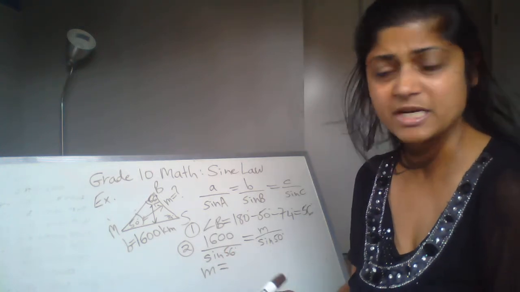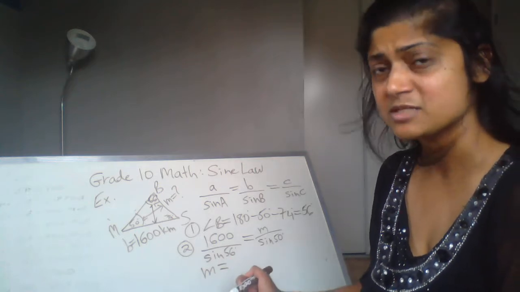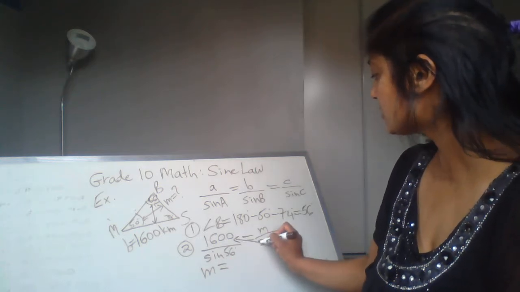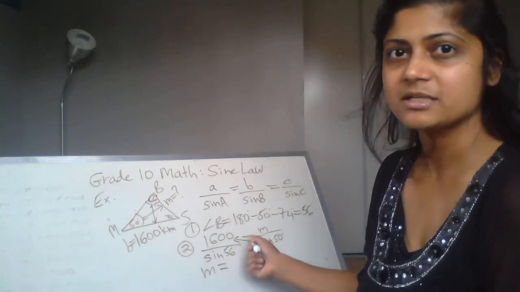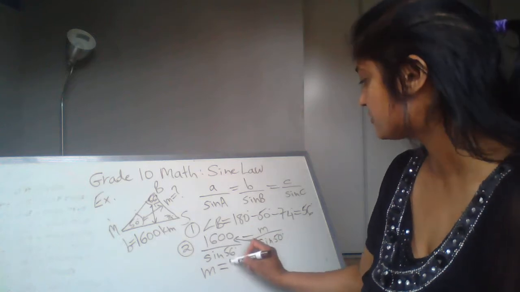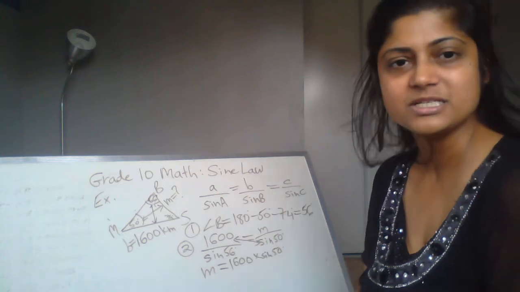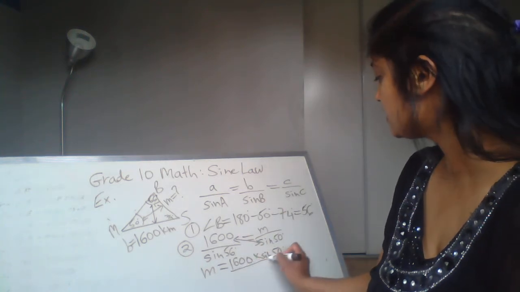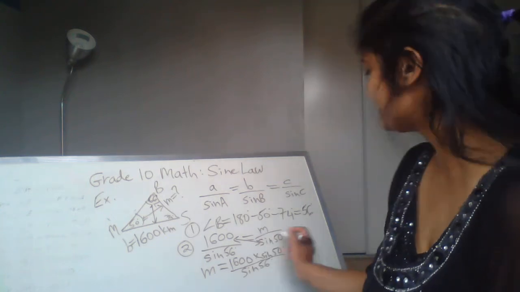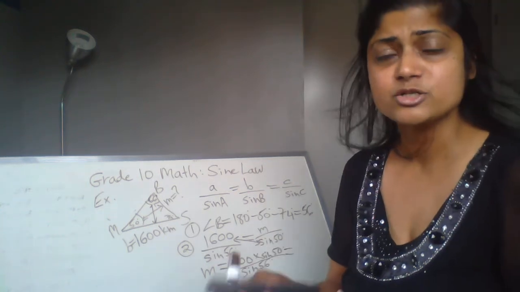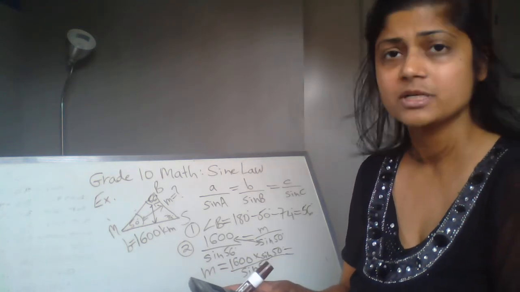I'm just going to use my calculator and cross multiply it. I'm going to write down what it is that we're multiplying here. So the term cross multiply means I'm going to just multiply these numbers that are across from each other. So I'm going to do 1600 times sine of 50 degrees, and divided by sine of 56 degrees. Again, make sure your calculator is in the degrees mode. If it's in the radians mode, you're going to get the wrong answer.